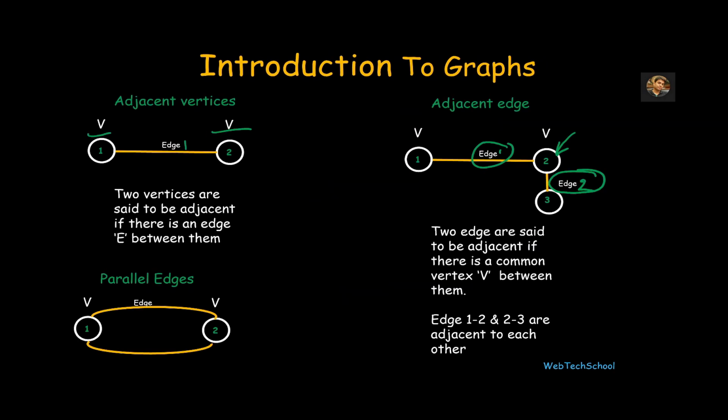Next is parallel edges. Between two vertices, if there is more than one edge present, we call them parallel edges. Considering this given example, we have edge 1, edge 2, and let's say we have another edge, edge 3. So we can say edge 1, edge 2, edge 3 are parallel edges.